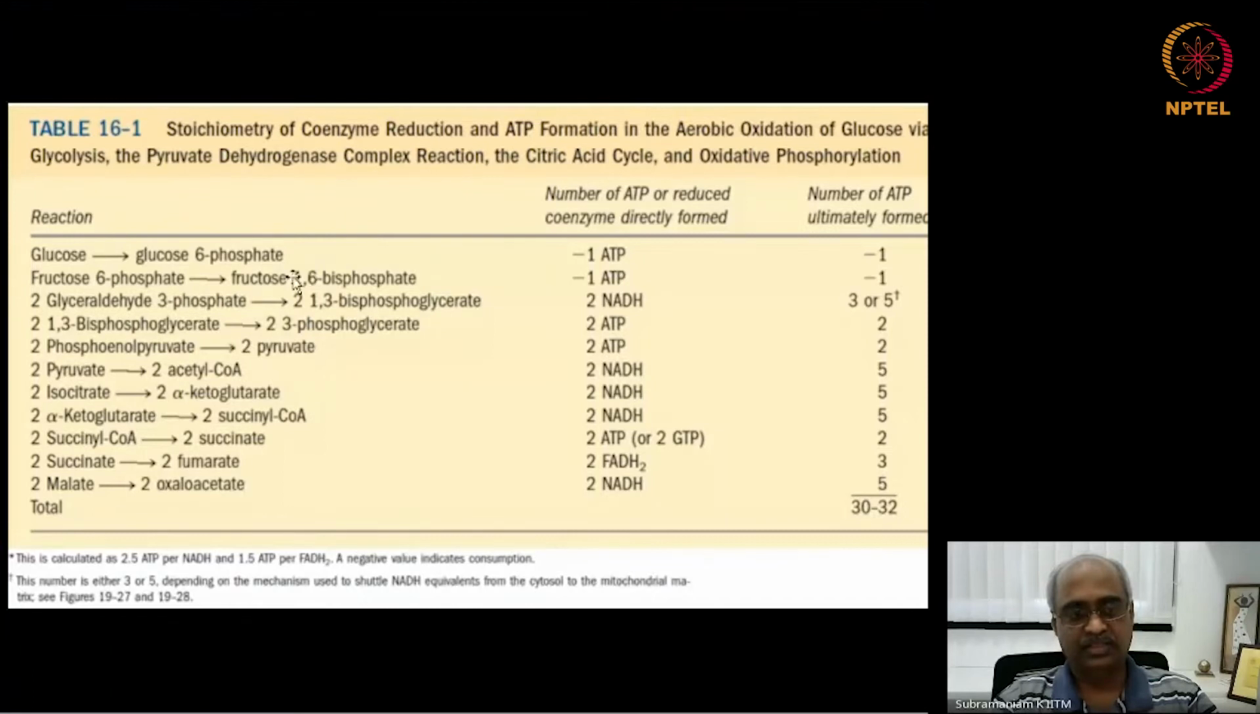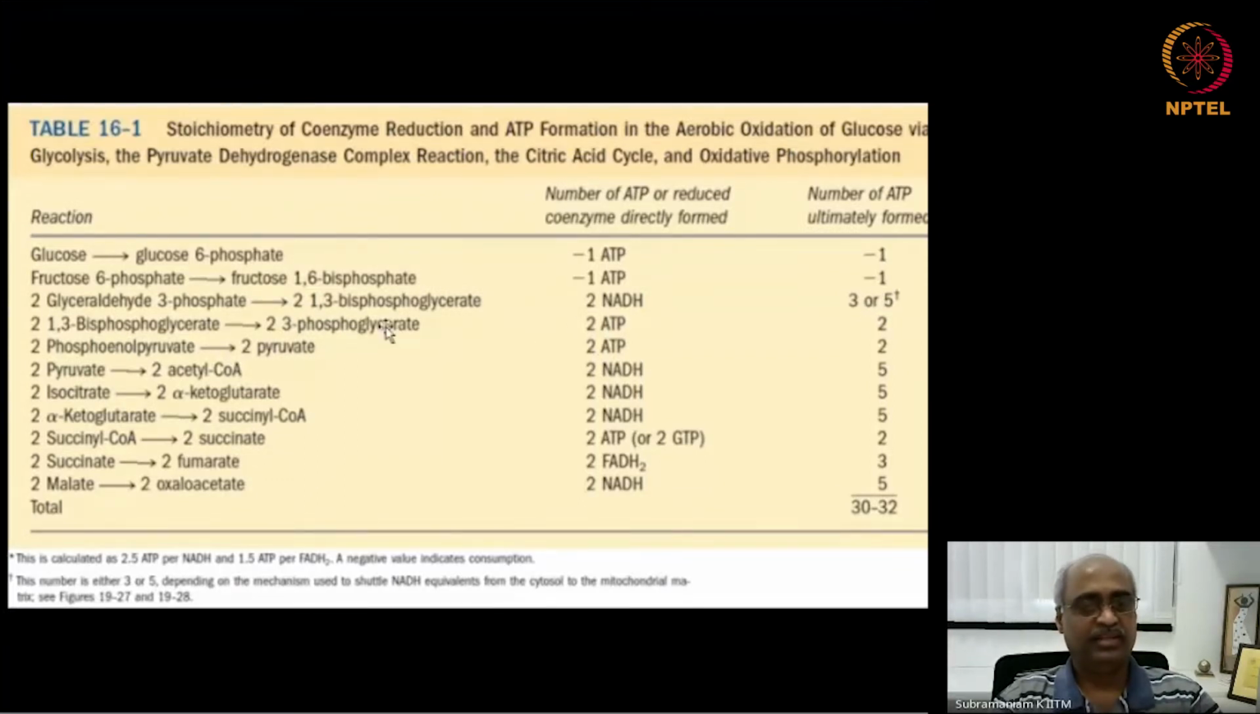So when this is cleaved, it is cleaved into dihydroxyacetone phosphate and glyceraldehyde 3-phosphate. Then the isomerase converts the other one, DHAP, into glyceraldehyde 3-phosphate. So it is 2. And here we produce 2 NADH, and that could be equivalent to 3 or 5 ATP depending on where the electron transfer happens.